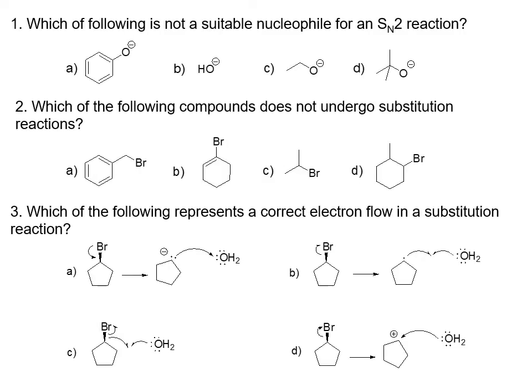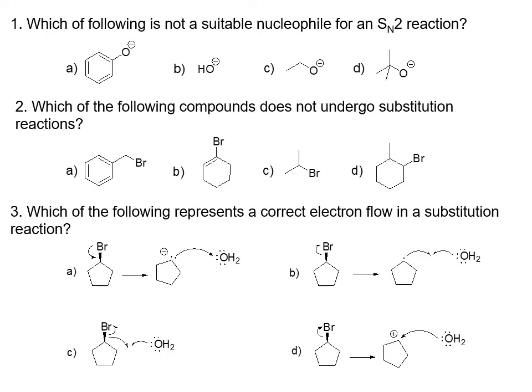Question 1. Which of the following is not a suitable nucleophile for an SN2 reaction? So you have to consider all 4 of these. That's really something that is either not a nucleophile, that appears to be a nucleophile but is not, or may be less suitable than the other 3.